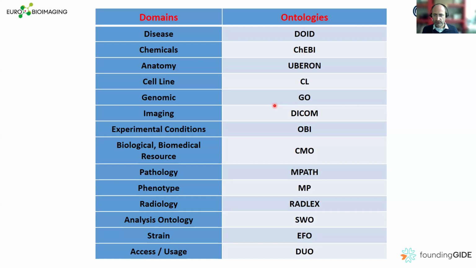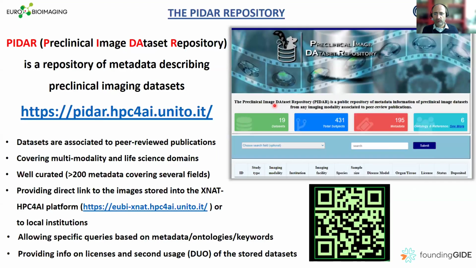Having these two steps almost done, we will exploit the metadata list and the ontologies in order to develop and build a preclinical image dataset repository. So far we have started by developing what we call the PIDA, a repository for metadata that describe preclinical image datasets that are associated with peer-reviewed publications. We started a couple of years ago by developing the repository, and so far we have 19 datasets that have already been deposited.